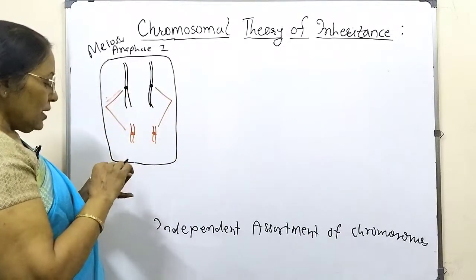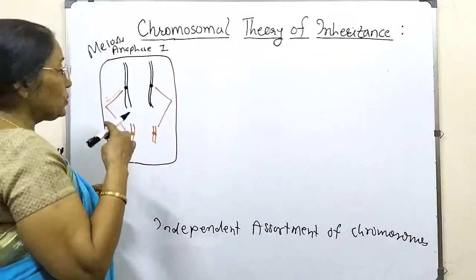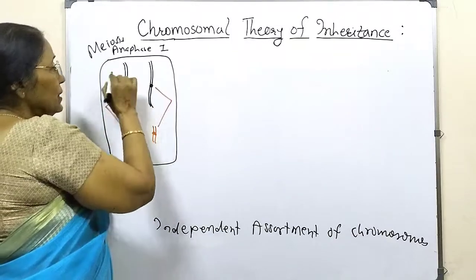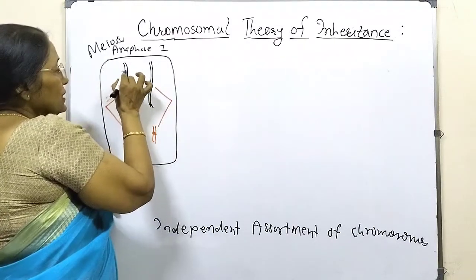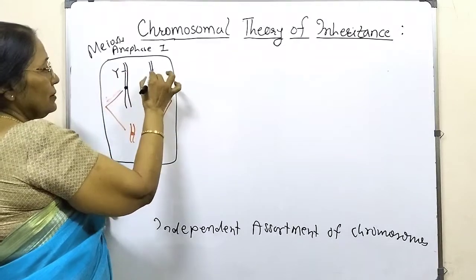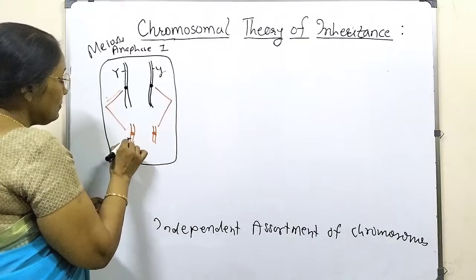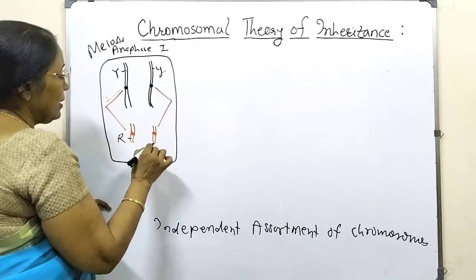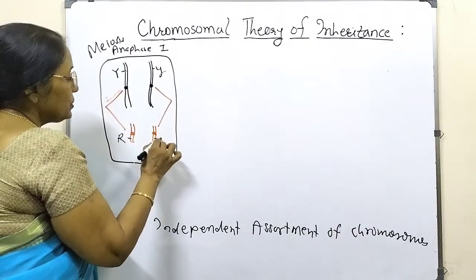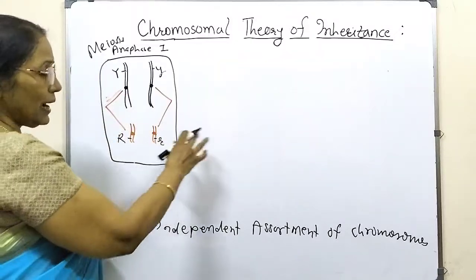Anaphase 1. अब इन होमोलॉगस क्रोमोसोम पे हम अपना जीन भी बना लेते हैं, YYRR वाला. Suppose if this one is having capital Y, this one is having small y, this one is having capital R and this one is having small r. चलो अब आगे बढ़ते हैं.